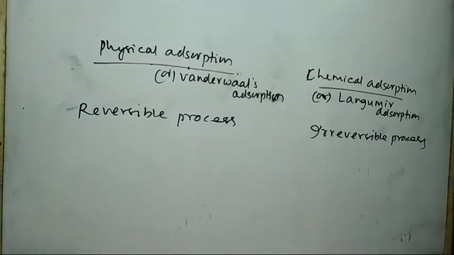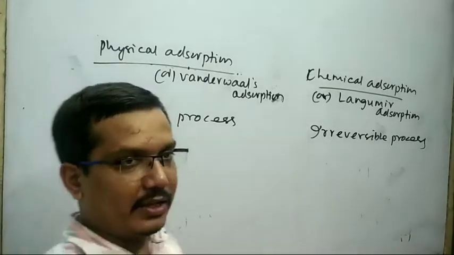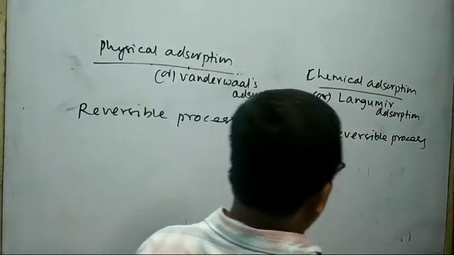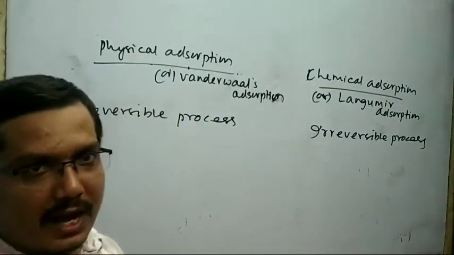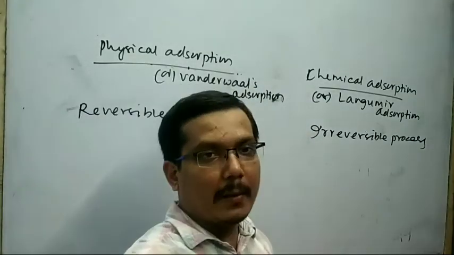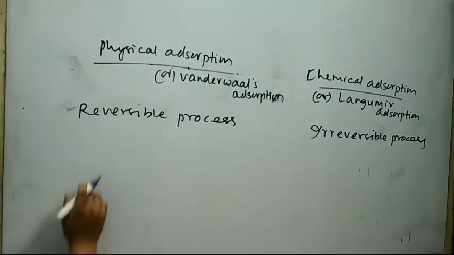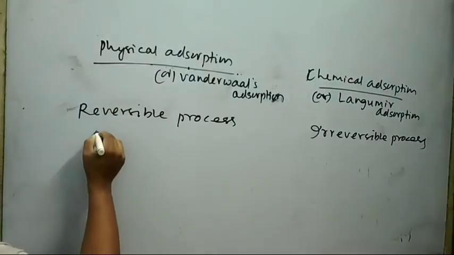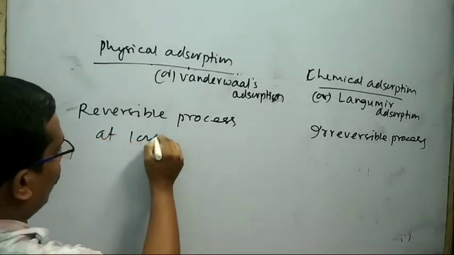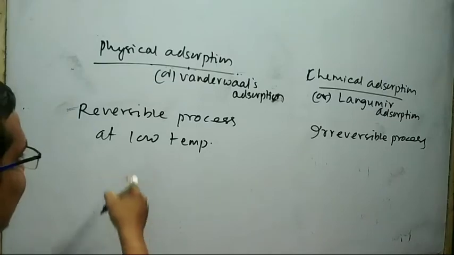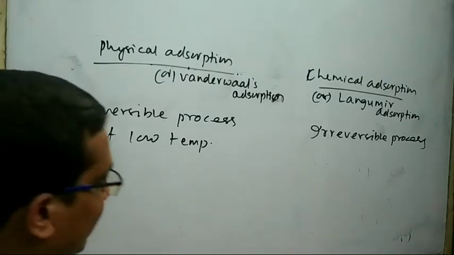That means in this case we can remove the hydrogen from the charcoal, but in this case we cannot remove the hydrogen from the metal like nickel, platinum, palladium. Physical adsorption generally occurs at a low temperature. That means physical adsorption decreases with the increase of the temperature.